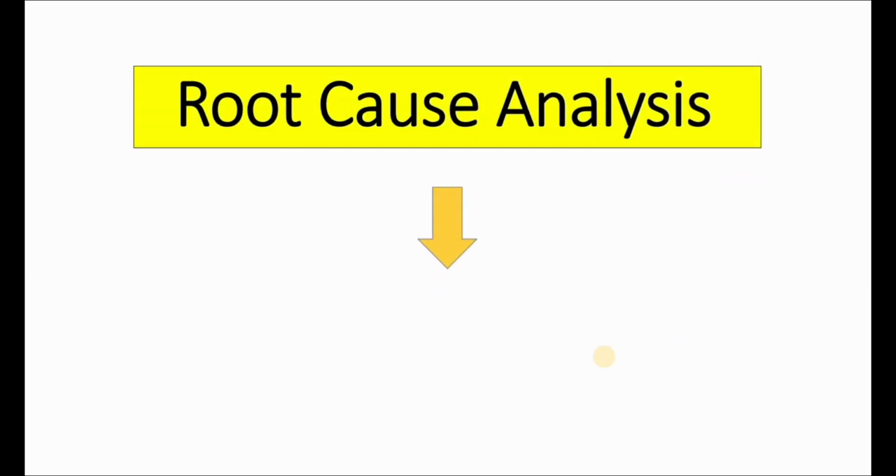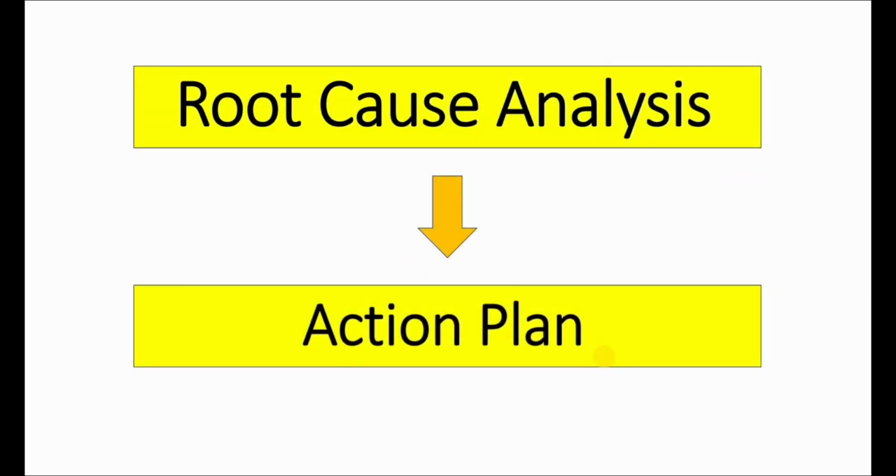After finding the root cause in any business process or industrial process, we decide some action plans so that the issue can be resolved. To figure out the root cause, we perform the root cause analysis. I have explained the root cause analysis in my previous video of this playlist. I will suggest you to watch that video as well after watching this video. Now let's discuss the action plan.